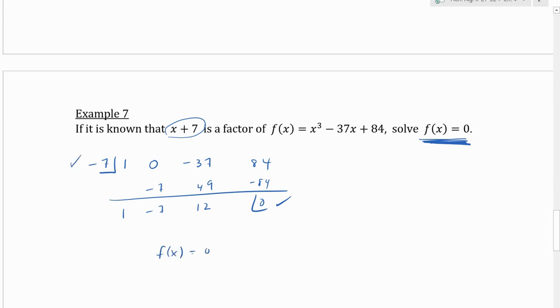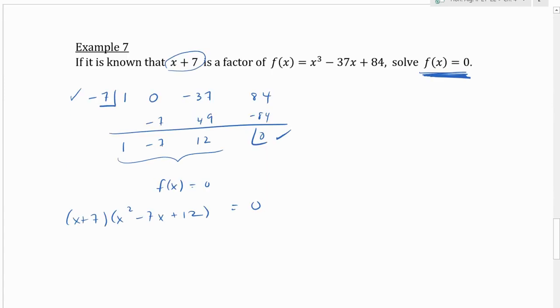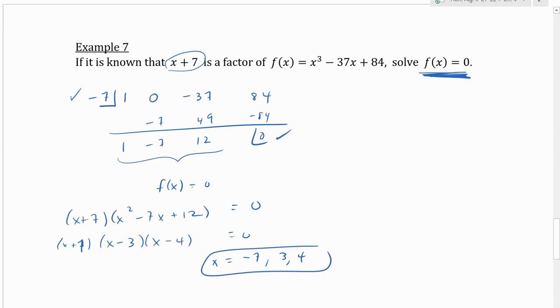Okay, so I know that x plus 7 is a factor. Here's what's left: x squared minus 7x plus 12. And then this factors again. So x is either -7, +3, or +4.